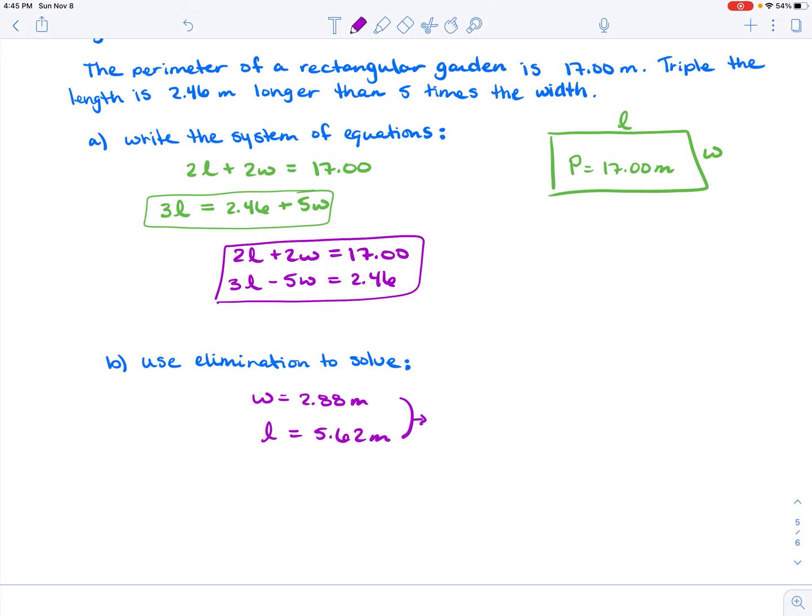Welcome back. And yes, in your check, you would have found that left side equals right side for both equations. And your answer would be correct.